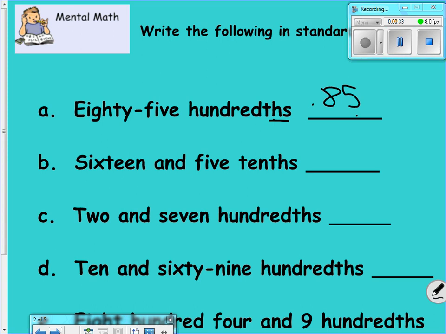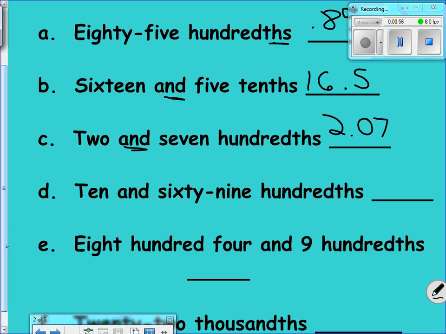16 and, so "and" is my decimal, right? 16 and 5 tenths. My 5 is in the tenths place. 2 and 7 hundredths. Well, "and" means a decimal, so I have 2 and 7 hundredths. So that means let's put a 0 in the tenths, 7 in the hundredths place. Okay? Keep on going here.